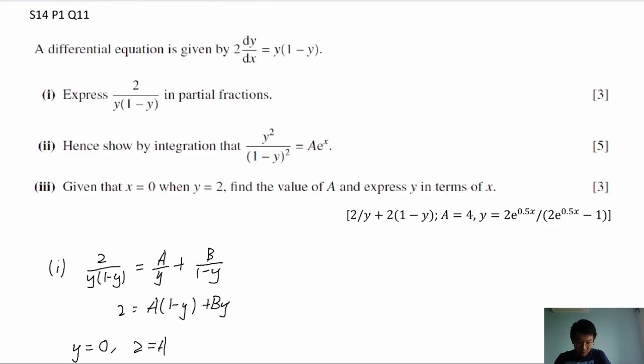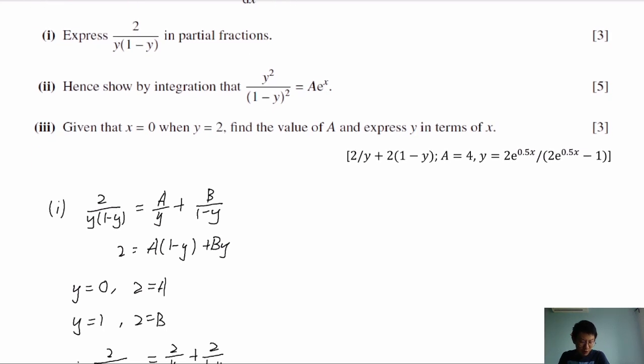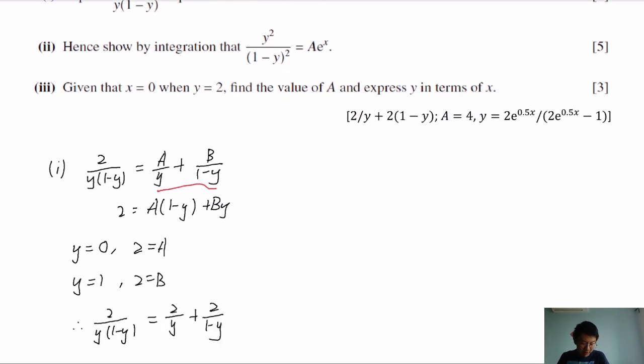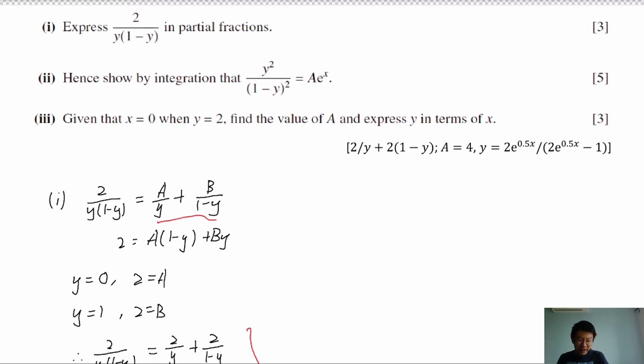Okay, next one. The differential equation is given by this. First, express 2 over y(1 minus y) in partial fractions. For this one, it is the usual partial fraction. So we can write the 2 over y times 1 minus y in this form. And for partial fractions, I guess you already know how to do all of that. So we'll get this as our partial fraction. And part 2 is to show by integration that we have got this relationship.